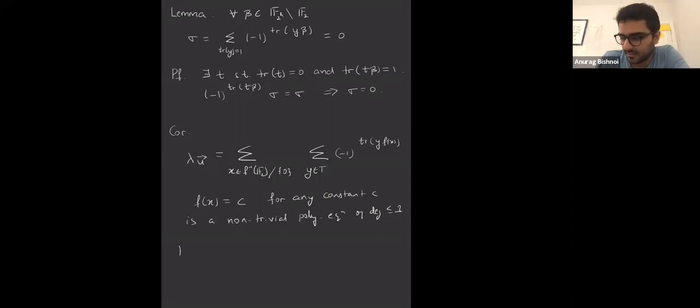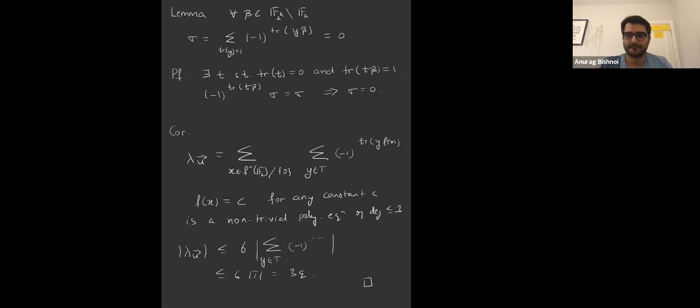So in fact, the following is true: it is less than or equal to 6 times this sum, minus 1 to the power of whatever, and more. And now you just take the triangle inequality. Each of these terms has absolute value 1, so this is less than or equal to 6 times the cardinality of t, which is 3 times q. Okay, so just playing around with some of these character sums, basically, if you know what those are.